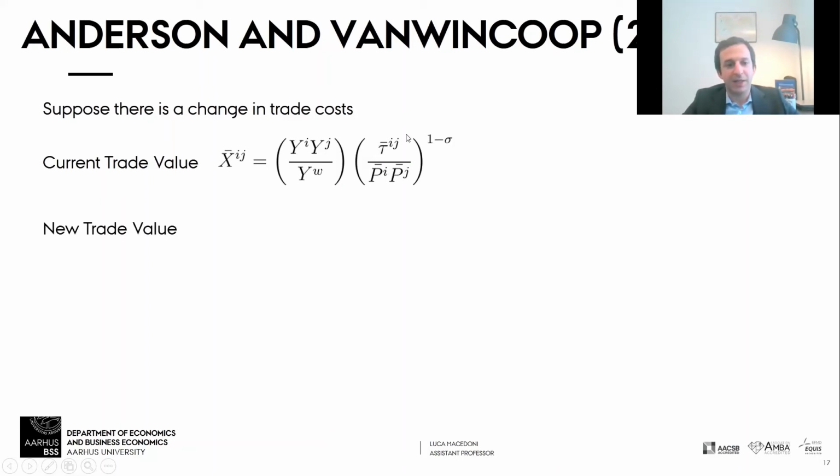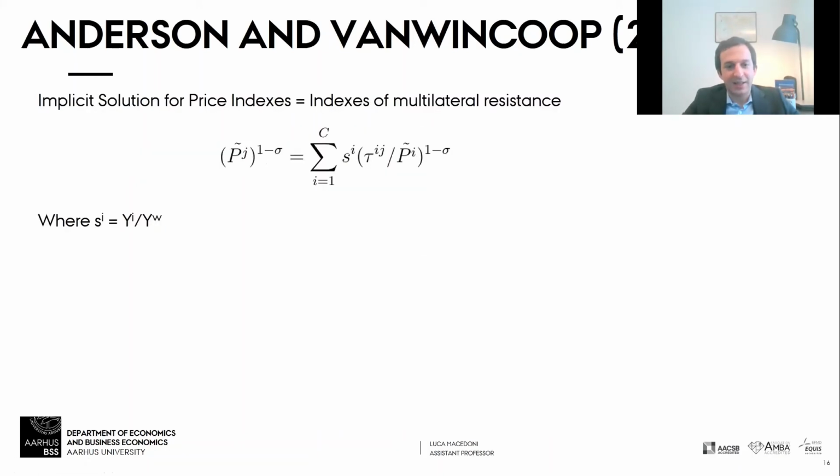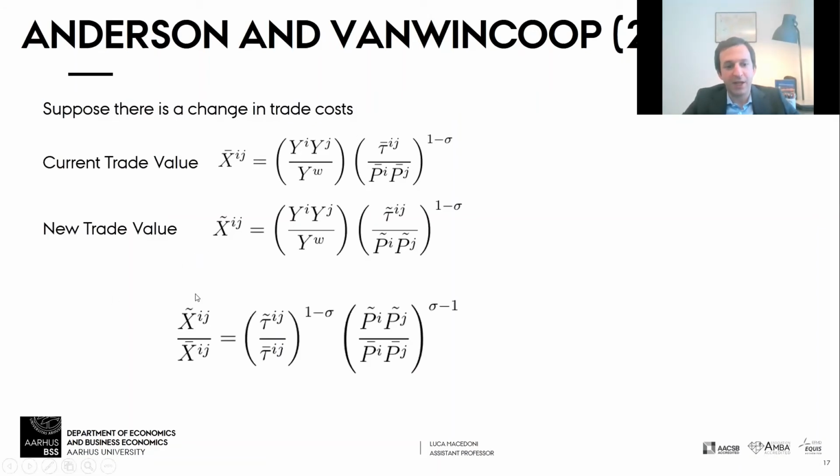But what's going on as well is that there is a general equilibrium effect. Not only the iceberg trade cost change from tau bar to tau tilde, but also the price indices change, okay? How do they change? Well, we need a computer to do that. We need to go back to this slide and solve the new vector of price indexes given the new vector of iceberg trade cost, tau ij, okay? And so when we do that, what we find is that the ratio of exports basically depends on the ratio of the iceberg trade cost. And this is the direct effect.